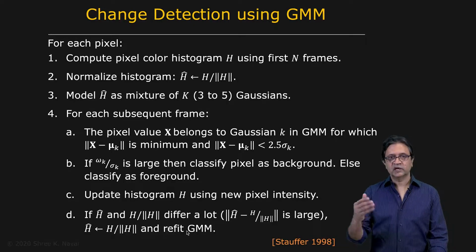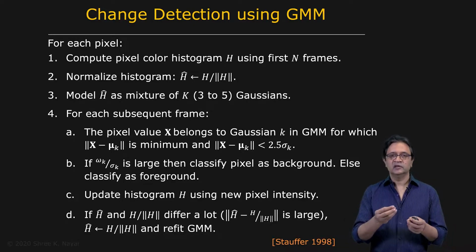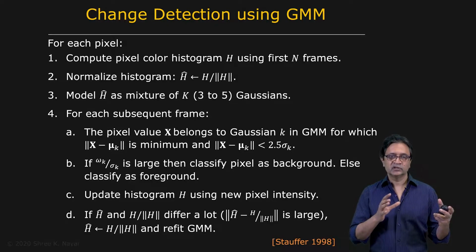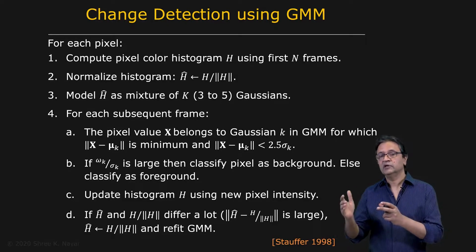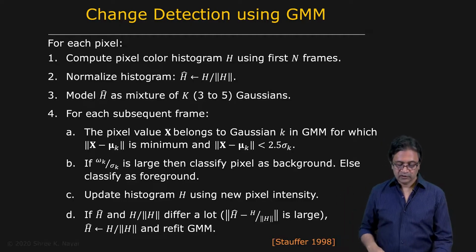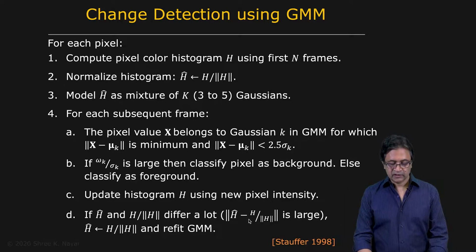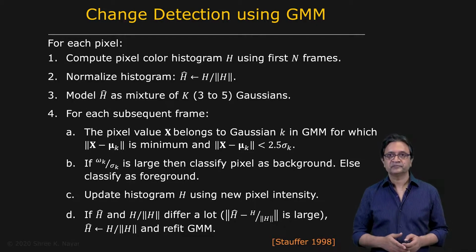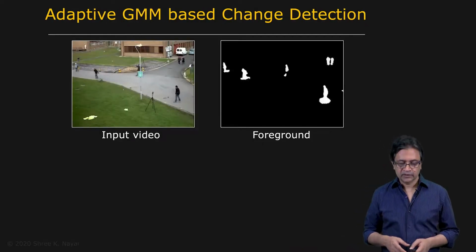So this happens rarely. You can imagine that a single pixel value is not going to change a histogram substantially, but over time you might find the deviation to be large, and then you recompute the histogram, replace it, and then also refit a Gaussian mixture model. And you keep going. So let's take a look at how well this works.